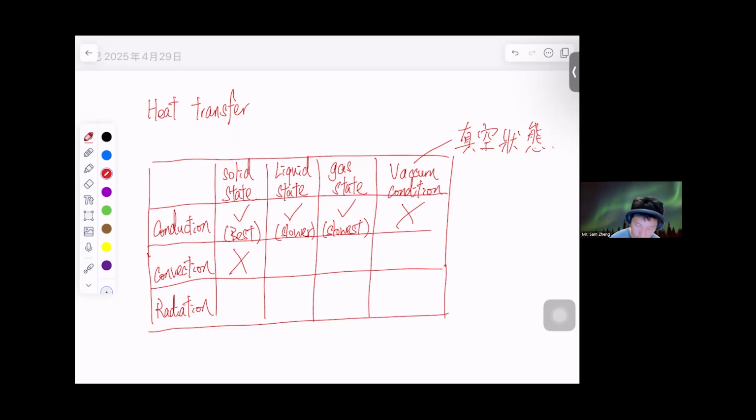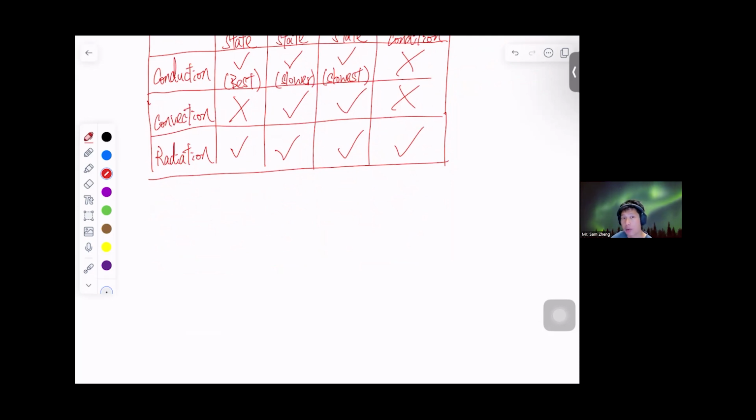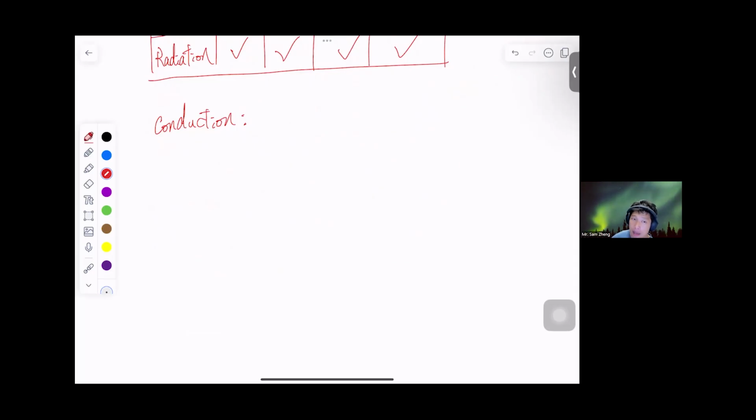Now, the second one, the convection. Convection will not occur in solid state, but it will occur in liquid state and also gas state. But it will not occur in vacuum condition. Then radiation will occur in vacuum condition, but it will also occur in solid state, liquid state, and also gas state. Meaning that in all the states radiation will occur, and also in vacuum condition. Now, the definition of conduction we have already mentioned, so I will skip it. You can just write it down from the previous part.